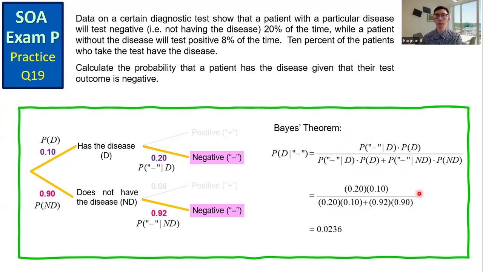Upon calculation, we get the answer 0.0236. This is the probability that the patient has the disease given that the test outcome is negative.